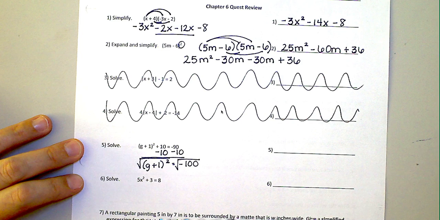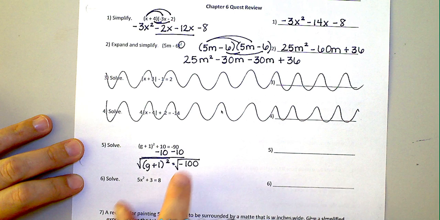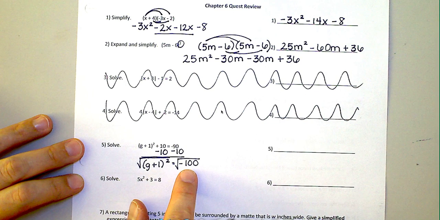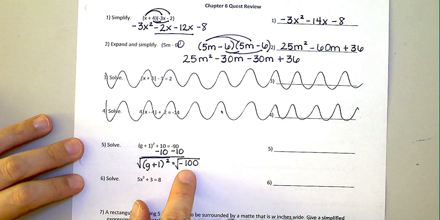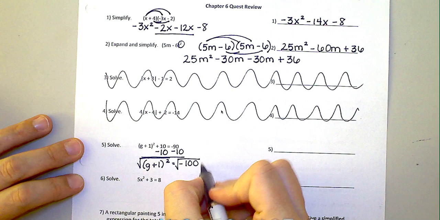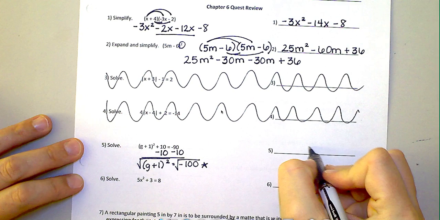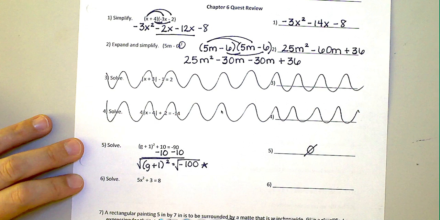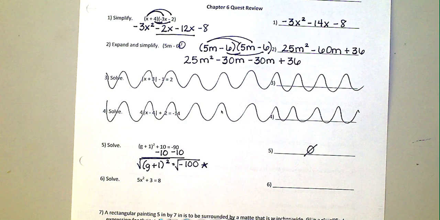Now normally I would proceed from here. I would take the square root and the square and cancel them out, and I would be left with just g plus 1 equals whatever the square root of this side was. But hopefully you're seeing a problem over here: a square root of a negative number is not a real answer. That's a no solution problem. So as soon as you see a square root of a negative number, we know right away that there's not a solution. There's no number that I could put in for g that would make this equation true.